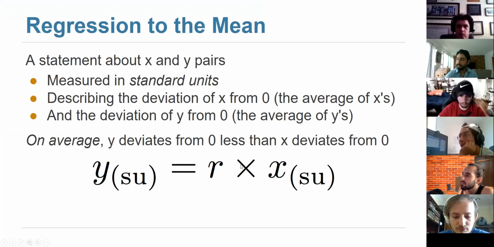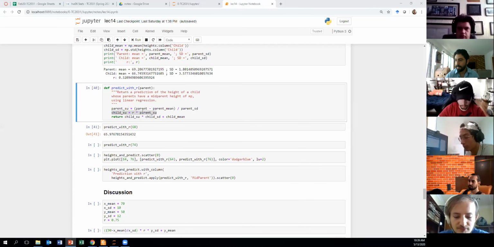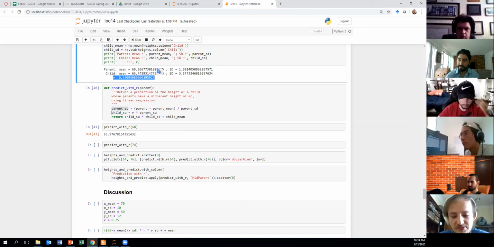The equation tells you for Y, in this particular case, my X is my parent's standard unit, R is the correlation of the data, and I want to calculate my child. So I calculate the parent standard unit, then I have my R already calculated here. R multiplied by the parent standard unit is the child standard unit, and my function returns the normal unit for child.